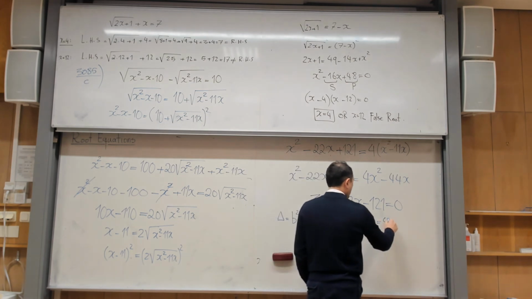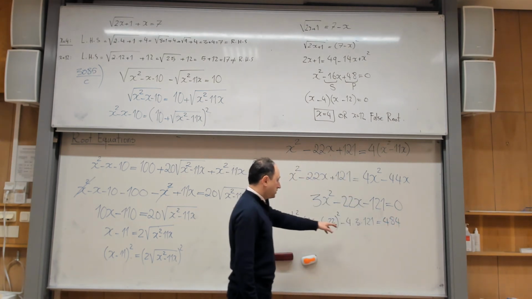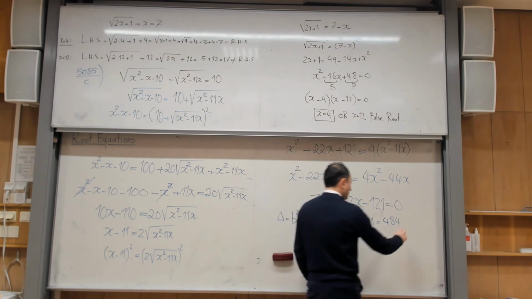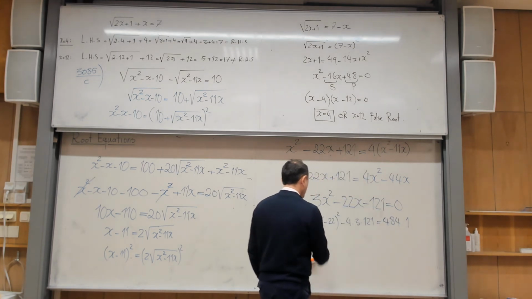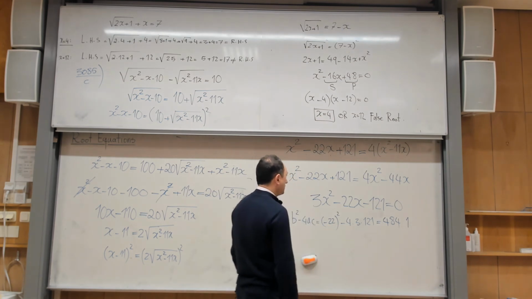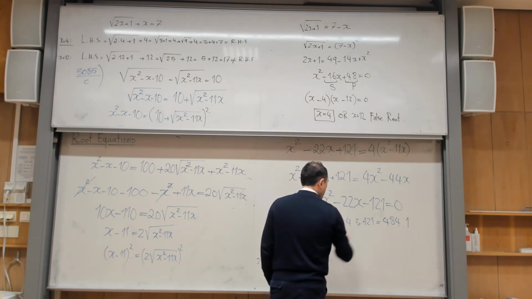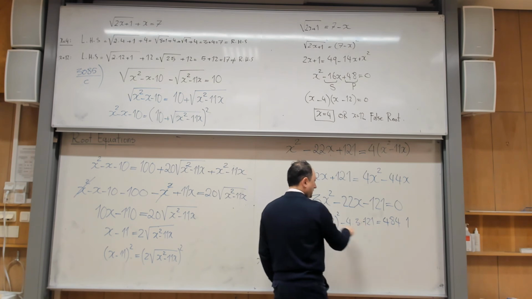So this becomes 484. Yes? And then how much is this one? Can you calculate this? That's 1,452. In that case, I have problems. So might be I made a mistake here. No, you didn't. Okay, sorry. This is negative 120. This is negative 121. So negative times negative is positive.